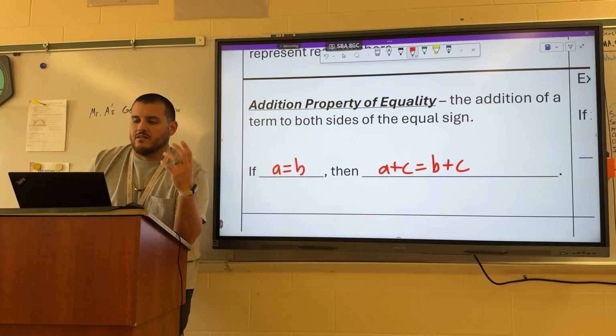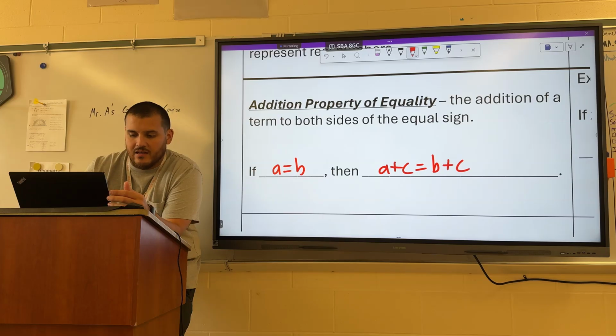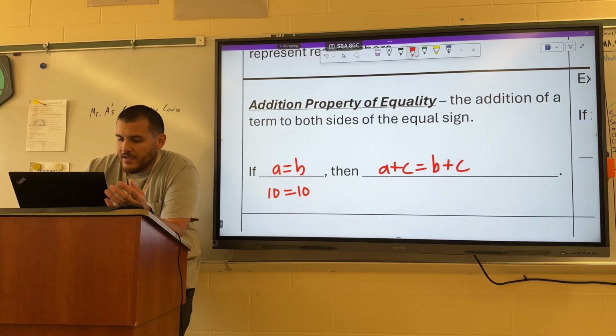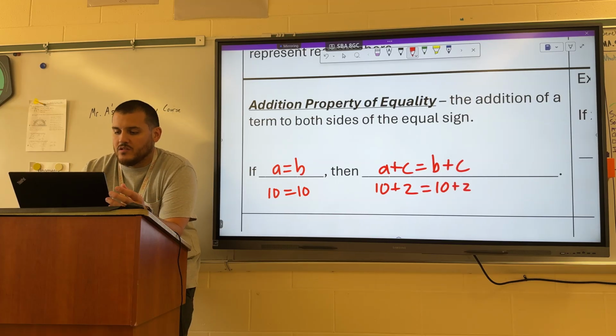Let me give you a better sense of this if I use actual numbers. If A is 10, and A is equal to B, then B is also 10. 10 equals 10. If C is 2, and I add it to both sides of the equal sign, I still get a true equation, a true statement. 10 plus 2 equals 10 plus 2. That's true. 12 equals 12.